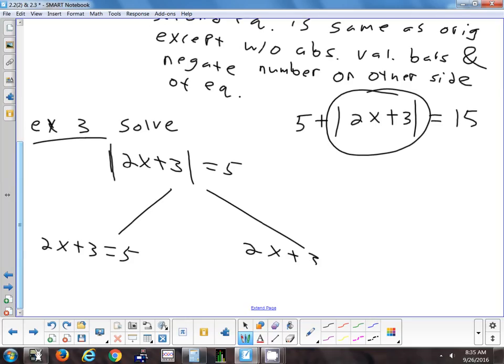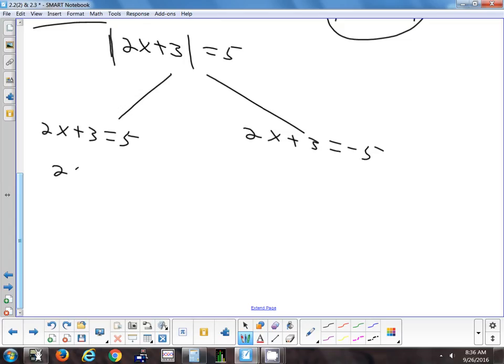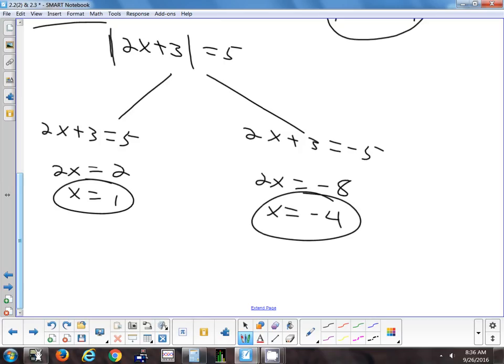2x plus 3 equals -5. Yeah. We don't care what 2x plus 3 comes out to, as long as it comes out to either a 5 or a negative 5, when we take the absolute value of it, we'll get what we want. Okay, so we solve it. 2x equals 2. You get x equals 1 on the left. On the right, when we subtract the 3, we get 2x equals negative 8, or x equals negative 4.